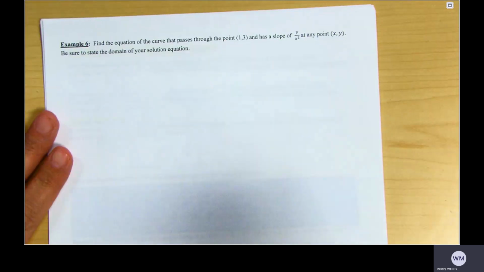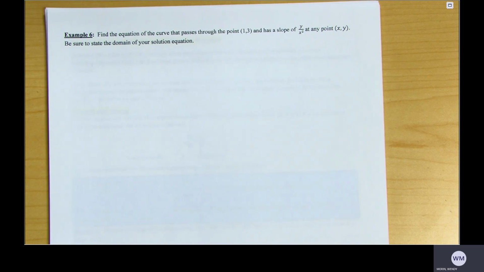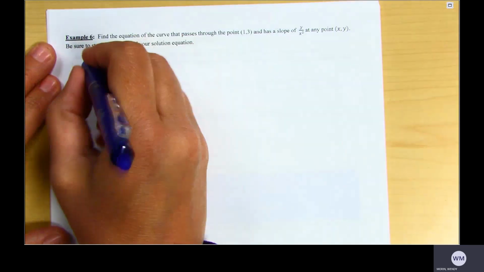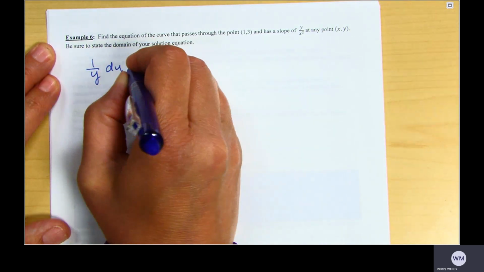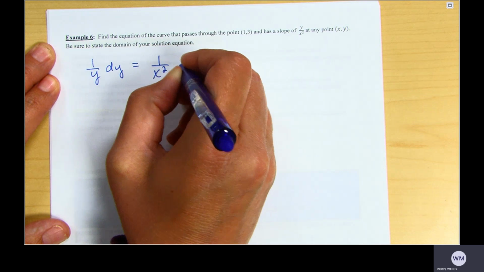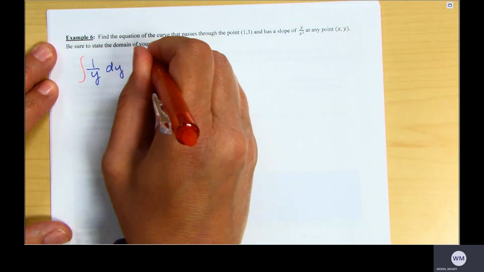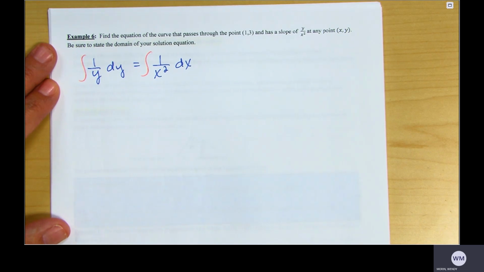Okay, one more example. Again, if you want to stop and go ahead and try this one on your own, now would be a good time to do that. Okay, so separation of variables would be 1 over y dy equals 1 over x squared dx. Okay, go ahead and take the integral of both sides. You must do a separation of variables first, otherwise you lose all of the points no matter what. It's the first thing that has to be done.